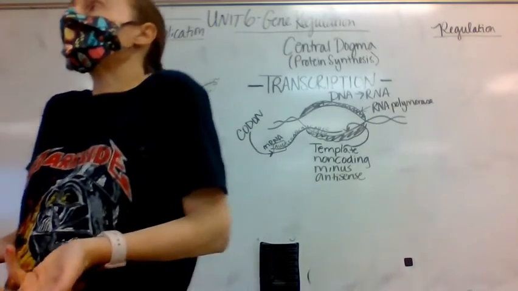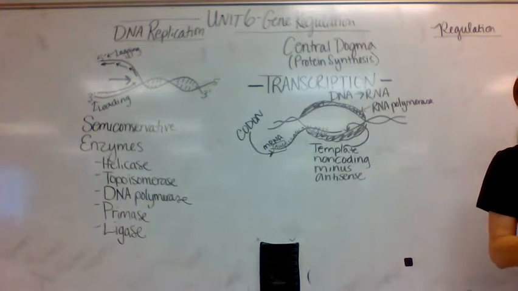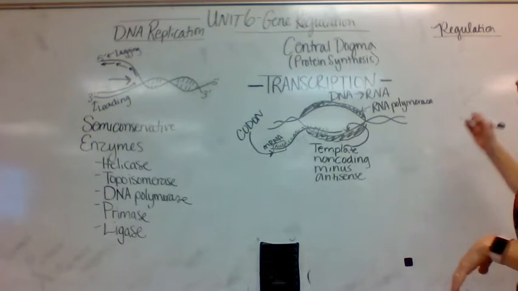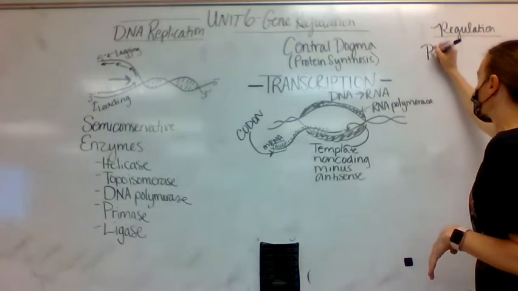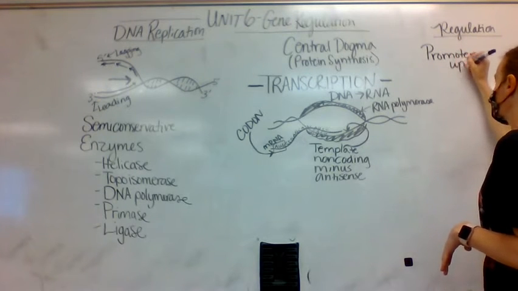So you need things like promoters, right? You need things like methylation. You need things like histone acetylation. This is when your epigenetics comes in, as well as basically the whole typical regulation part. So we start with just promoting it. Let's promote it. So you need to have a promoter, and your promoter is going to be upstream.